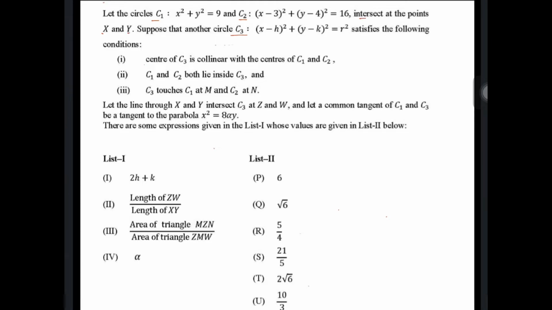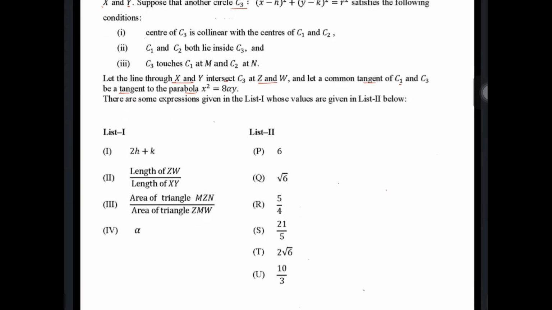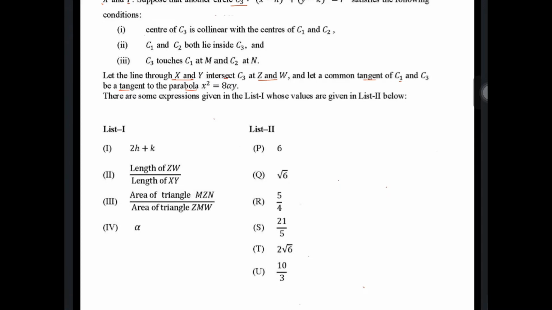And on C3 we have three conditions: that the center of C3 is collinear with the centers of C1 and C2, C1 and C2 both lie inside C3, and C3 touches C1 at M and C2 at N, and a line through X and Y will intersect C3 at Z and W, and a common tangent of C1 and C3 is a tangent to the parabola x square is equal to 8 alpha y. So first we will draw the scenario, what the scenario is.